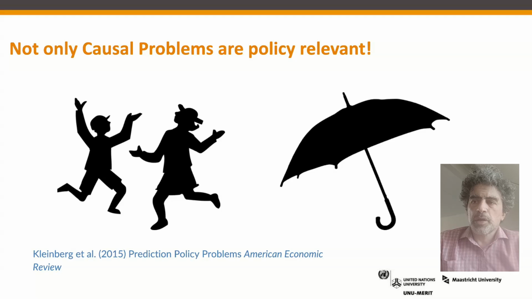Now, the point that Kleinberg makes is that every policy statement can be divided into rain-dance problems and umbrella problems. A rain-dance problem is something where you want to understand why things happen.